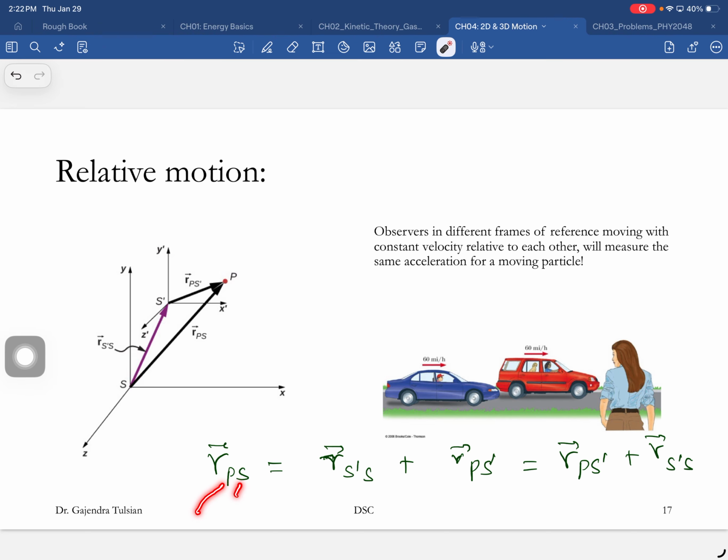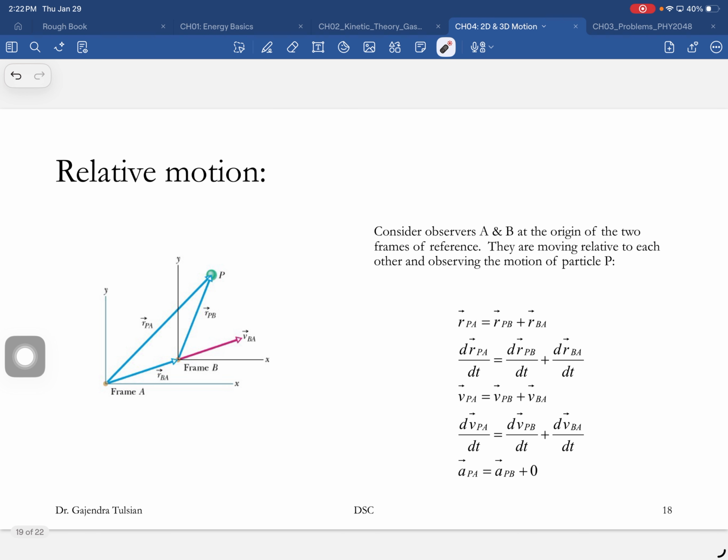All right, so again, you will need to remember this. The velocity of an object with respect to some frame is equal to the velocity of that object with reference to another frame plus the velocity of that frame with respect to the first frame.